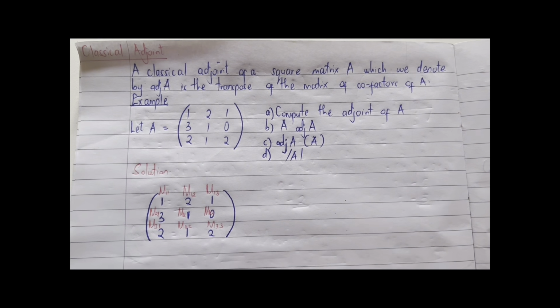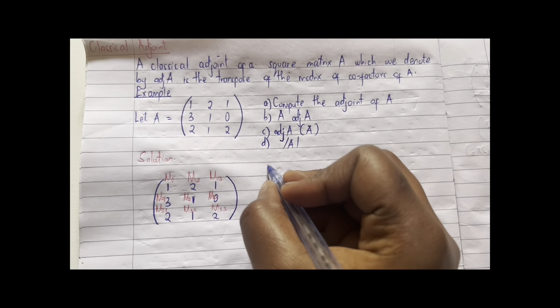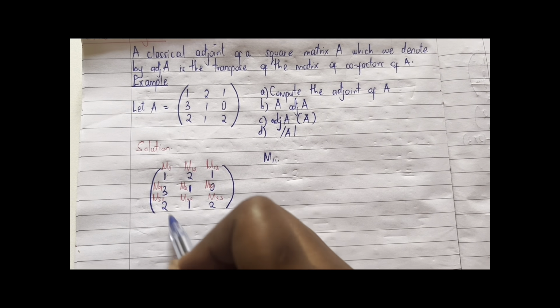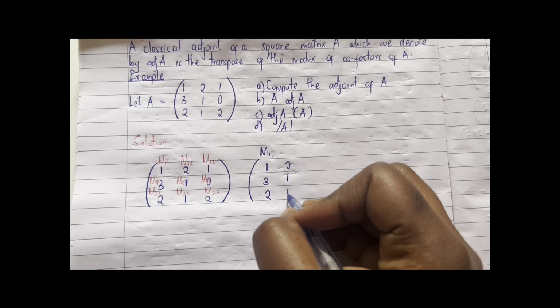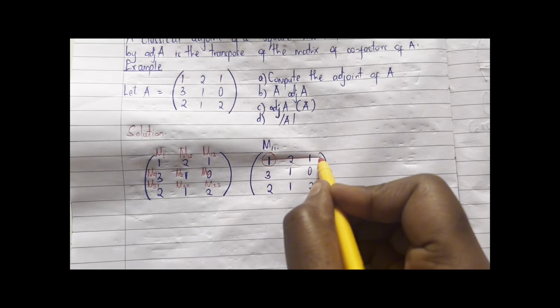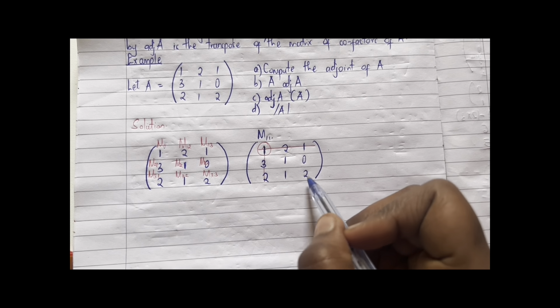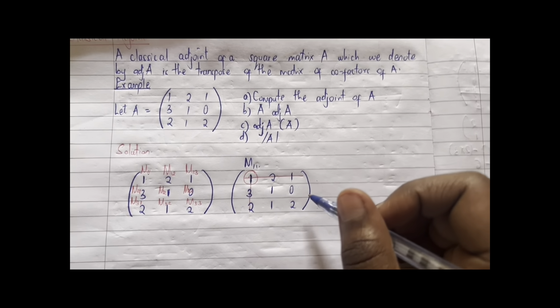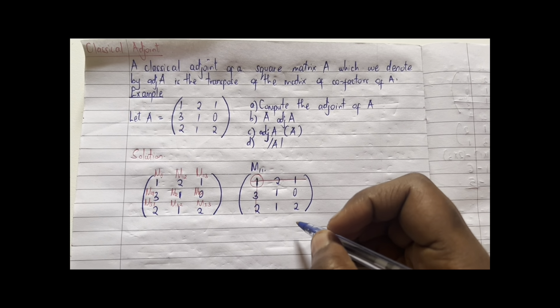So I'm going to start with M11, which is the first minor. Let me just rewrite all the values aside so that my work is clean. Then for M11, the value that stands there is 1. So we're going to cancel the row and column where there is 1, and we remain with 1, 0, and 1, 2. So we're going to find the determinant. That is a 2 times 2 matrix.